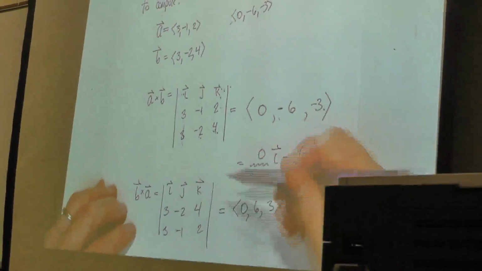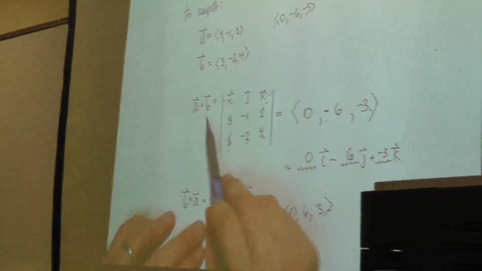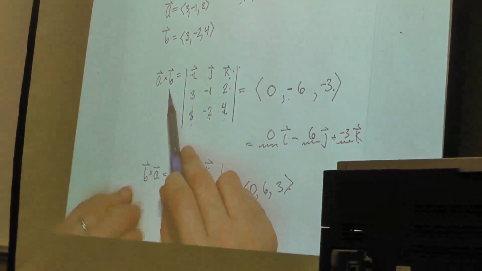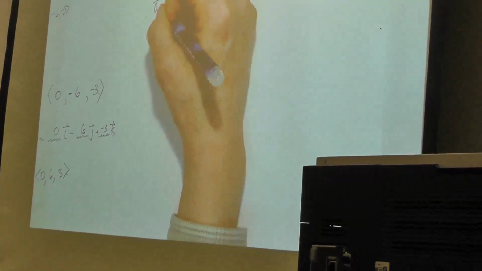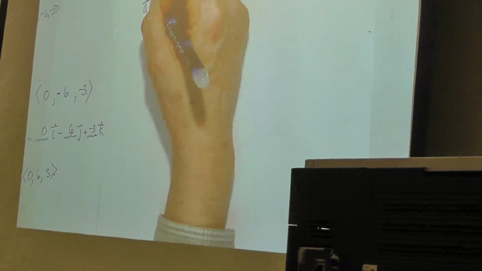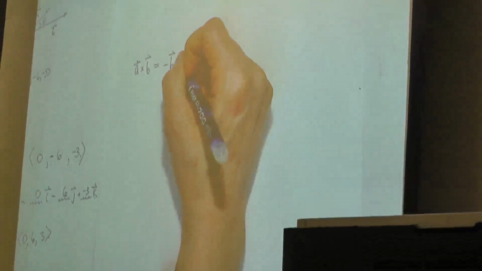Okay? If I swap a row, it changes the sign of the determinant. One thing to observe is that A crossed with B is not B crossed with A, it's the negative of B crossed with A.